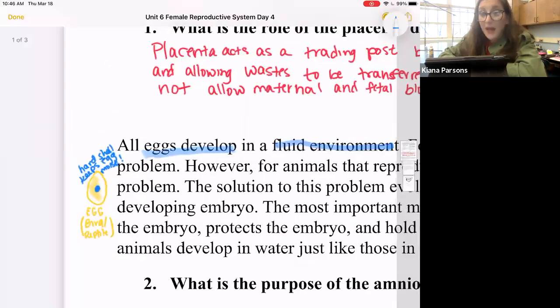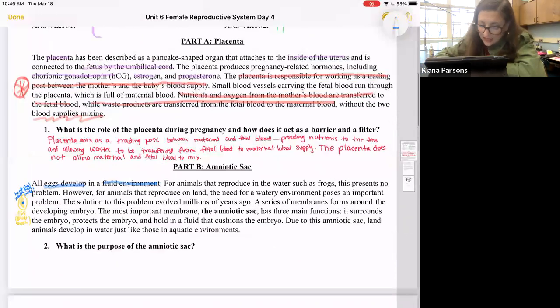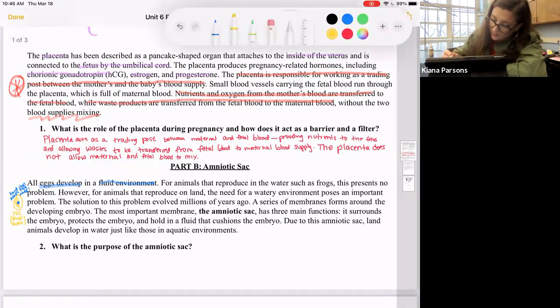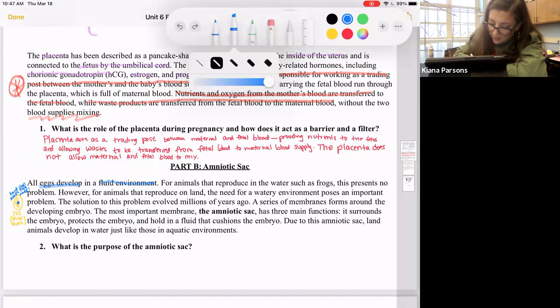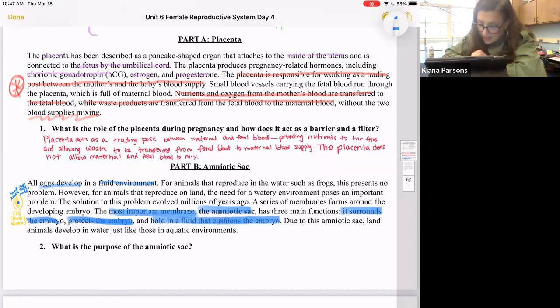All right. But for humans, we don't lay our eggs, right? They develop inside of an aqueous environment in our bodies. So this most important membrane that provides protection to the growing embryo is the amniotic sac. It has three main functions. It surrounds the embryo, protects the embryo, and holds in a fluid that cushions the embryo. Due to this amniotic sac, land animals develop in water, just like those in aquatic environments.